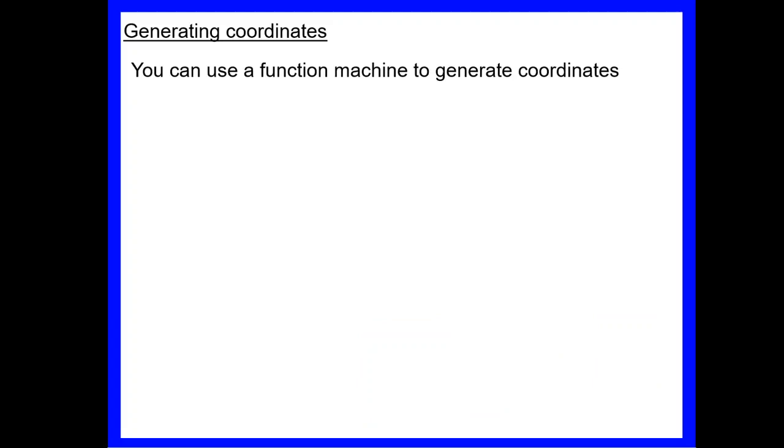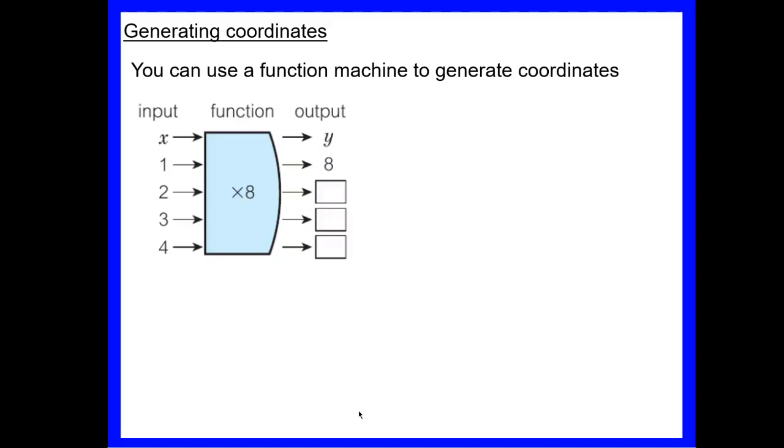Okay, so we're going to start then with generating coordinates. One way of generating or creating a set of coordinates is to use a function machine. So this is a function machine. We've got our input, so that's the value we're putting into the machine, our function, what we're going to do to that input, and then our output, so the value after it's gone through the machine. Now we've got our input values x and our output values y. And we've used x and y because we're going to be looking at our coordinates on our x and y axes.